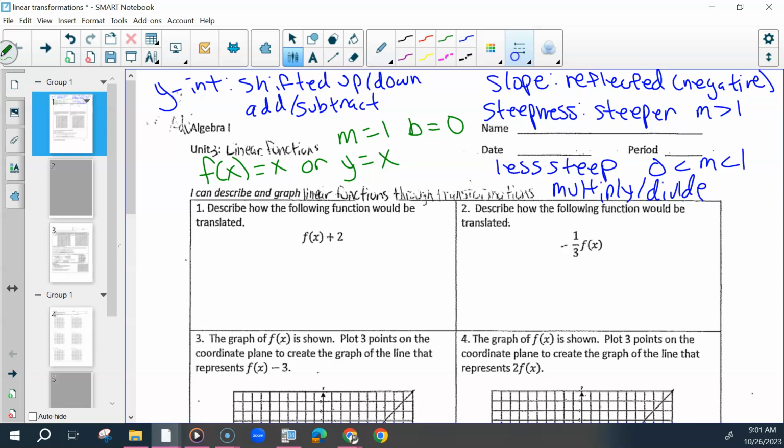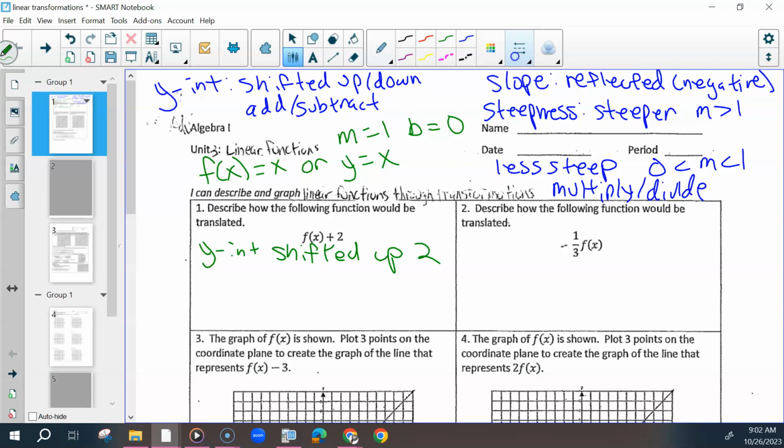So for number 1, we have some function that's being added by 2. Adding and subtracting, that's your y-intercept. So something about your y-intercept is changing. So we can say the y-intercept is shifted. Now if it's adding 2, is that shifting up or down? Up. So the y-intercept shifted up 2. So you have to say what you're talking about, the y-intercept or the slope, what it's doing, shifted, in what direction, up, and then by how much.